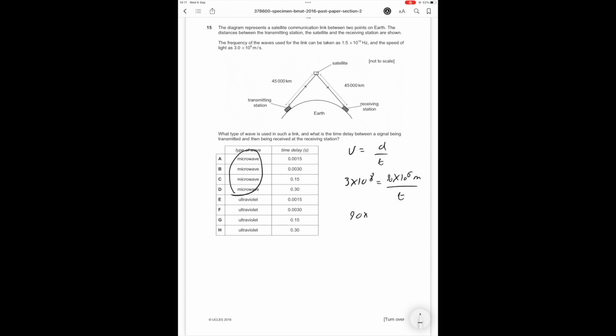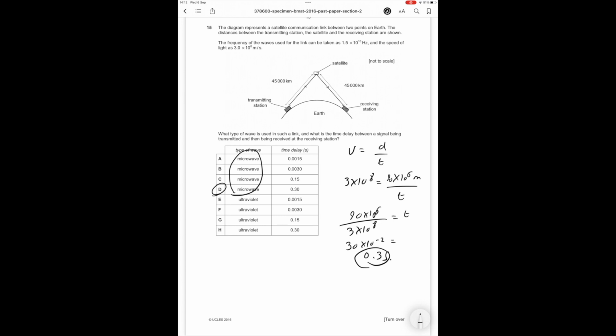So overall we have 90 times 10 to the power of 6 over 3 times 10 to the power of 8, which is equal to the time, which is going to be 30 times 10 to the minus 2, which is equal to 0.3 seconds. So therefore the correct answer option, question number 15, is going to be D. We're using microwaves and the time delay is 0.3 seconds.